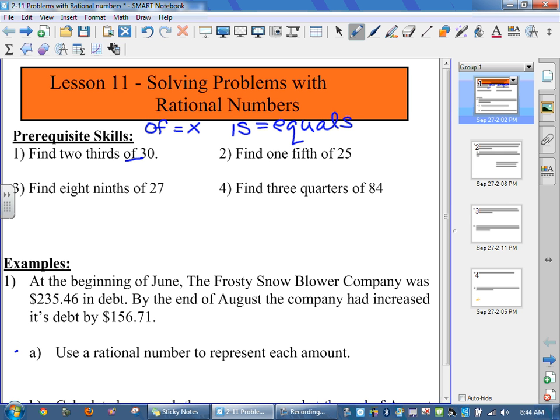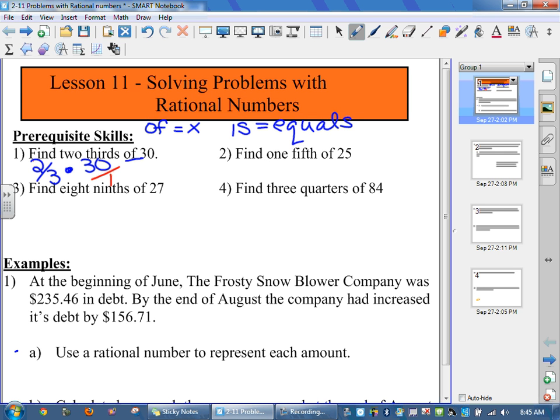It says, find 2/3 of 30. So that means I'm going to take 2 over 3, 2/3, and times it by 30, because that's what it's telling me to do. 2/3 of 30. Now, is 30 a fraction? No. How do I make 30 into a fraction? You put a 1 underneath it. Good. And then we go back to our fraction rules. When we multiply, we multiply the top numbers by the top numbers, and bottom numbers by bottom numbers.